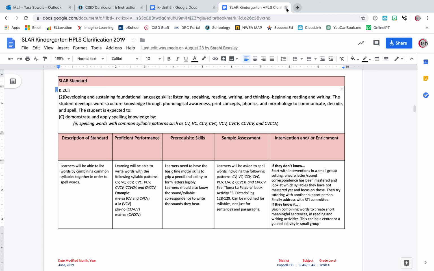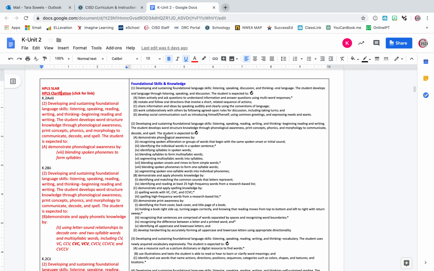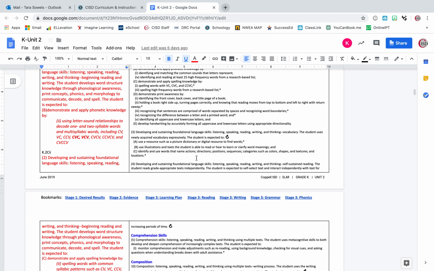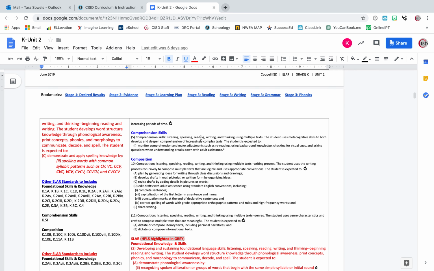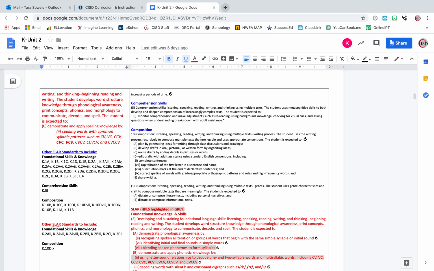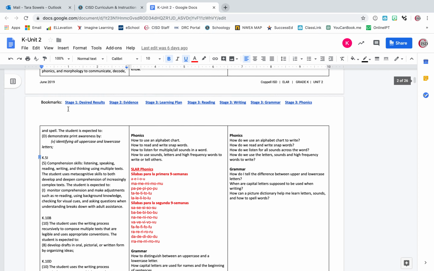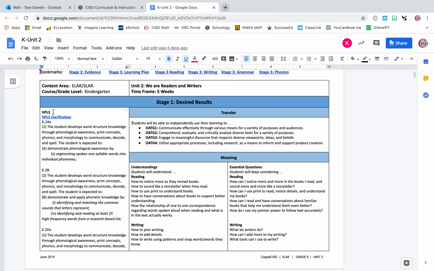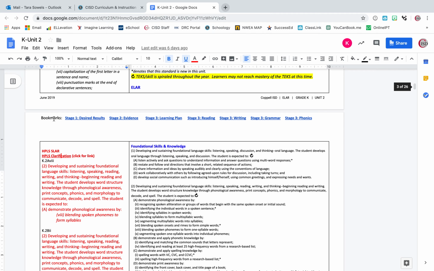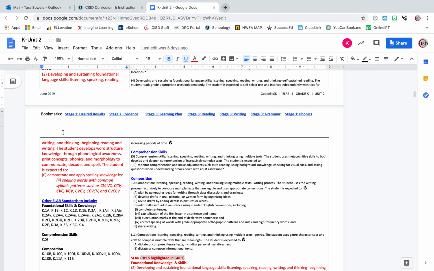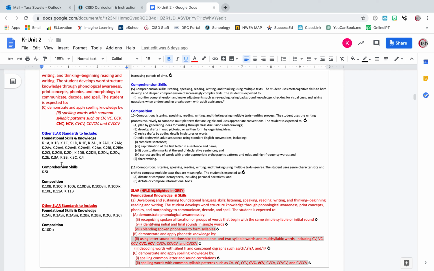Okay, so going back to the unit plan, as you scroll down some more, what we tried to do is mirror some of the patterns that were happening on the English side. So what you'll notice is, scrolling back up, you have the HPLS in English, and then the HPLS in Spanish. Then you have the other ELAR standards from this unit and the other SLAR standards from this unit. Here are just the numbers, which isn't super helpful when you don't know what that number represents.